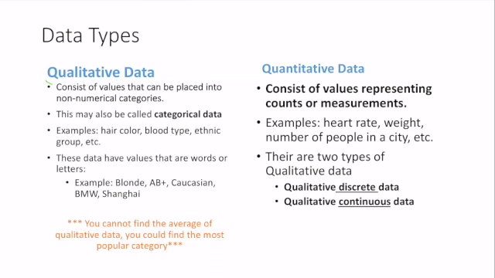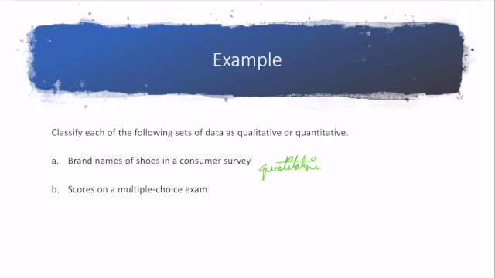So let's figure out which of the following is qualitative or quantitative. So brand names of shoes in a consumer survey. What are some brand names of shoes? Nike, Adidas, okay? Those are going to be qualitative data. Scores on a multiple choice exam. You could get 5 out of 10, you could get 7 out of 10. That's numerical, so that's going to be quantitative.